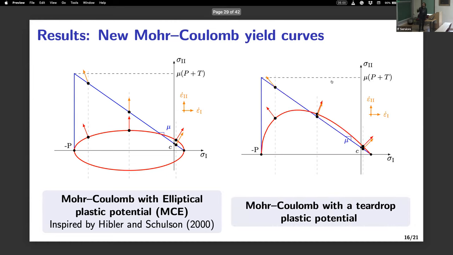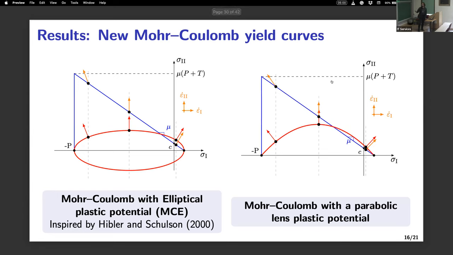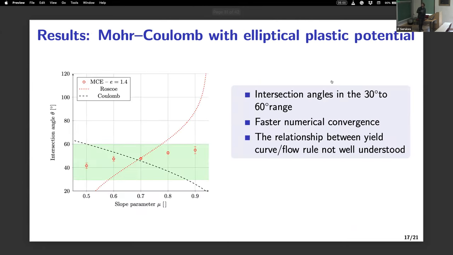We also, with Jean-François, worked on trying a lot of different Mohr-Coulomb yield curves, and we found a lot of ways not to define a Mohr-Coulomb yield curve. We tried the teardrop plastic potential and a parabolic lens plastic potential. So now we are trying this, and the results are still surprising.